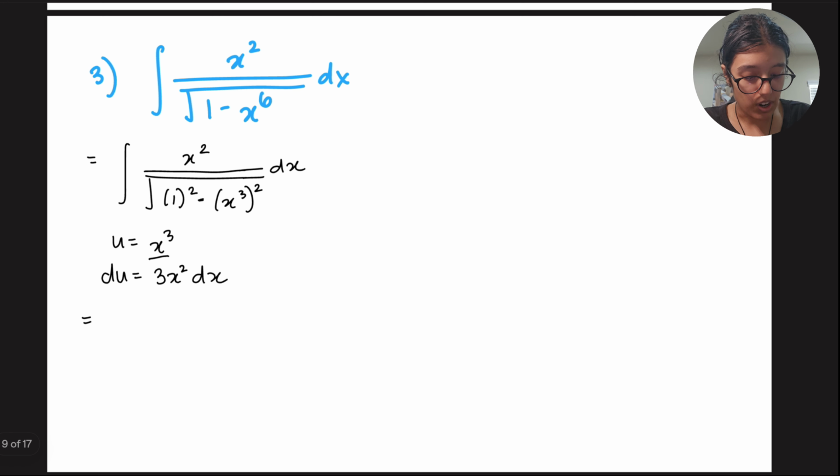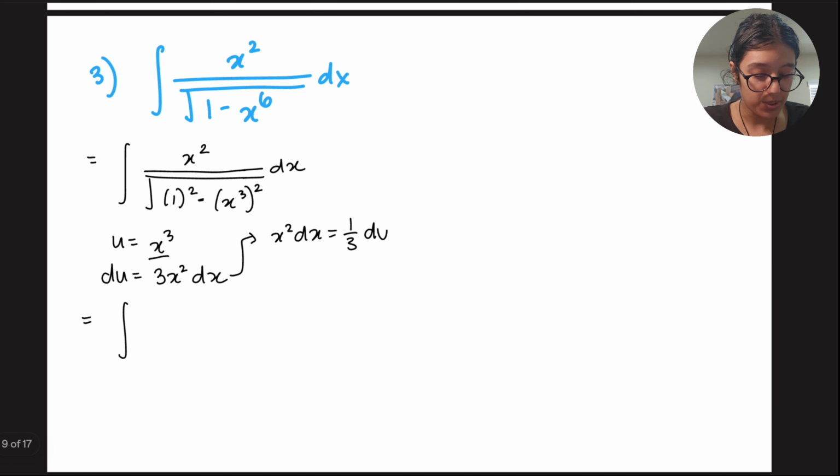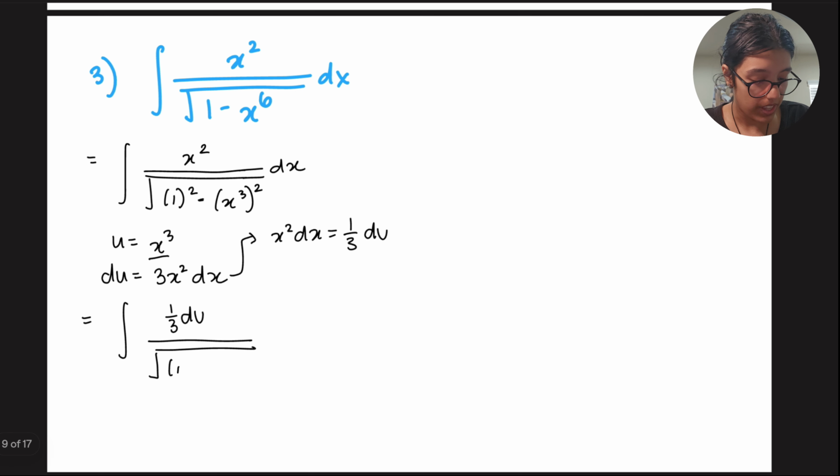So let's walk through this step by step. We have integration, and I'm actually going to find the value of x squared dx, which is 1/3 du. I know that this whole part is 1/3 du, so I'm going to replace that 1/3 du over square root, that 1 squared is just going to stay the same, minus u squared.